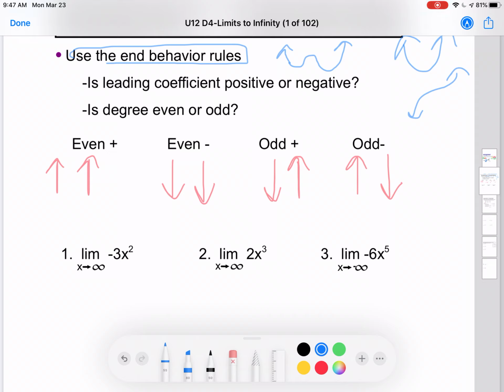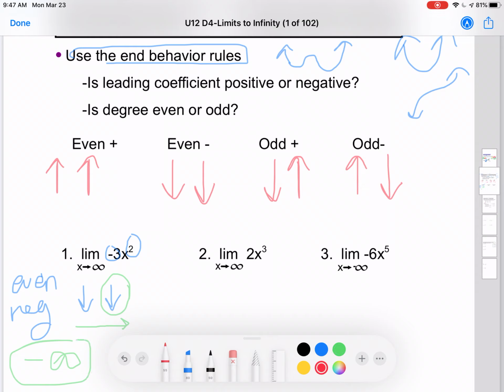All right, so first one. I notice that this is even negative. So even negative, both ends are going to be down. Now, if I'm heading towards infinity, isn't that this way? So if I'm heading this way, I'm going to look at this piece. So the graph is heading towards negative infinity. And that's my answer.